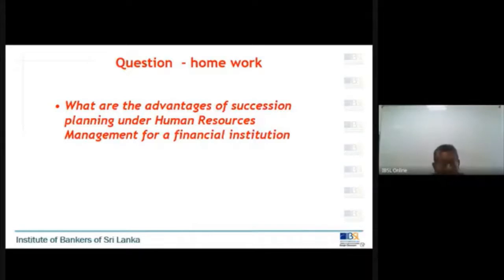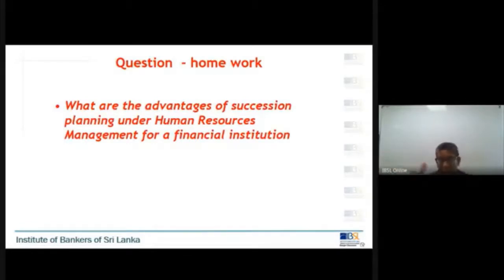The second advantage, if you want to highlight, you can say it is a systematic approach for promoting staff. It is a systematic way of promoting your internal staff. Third one, having understood or identified the person to fill the next position.